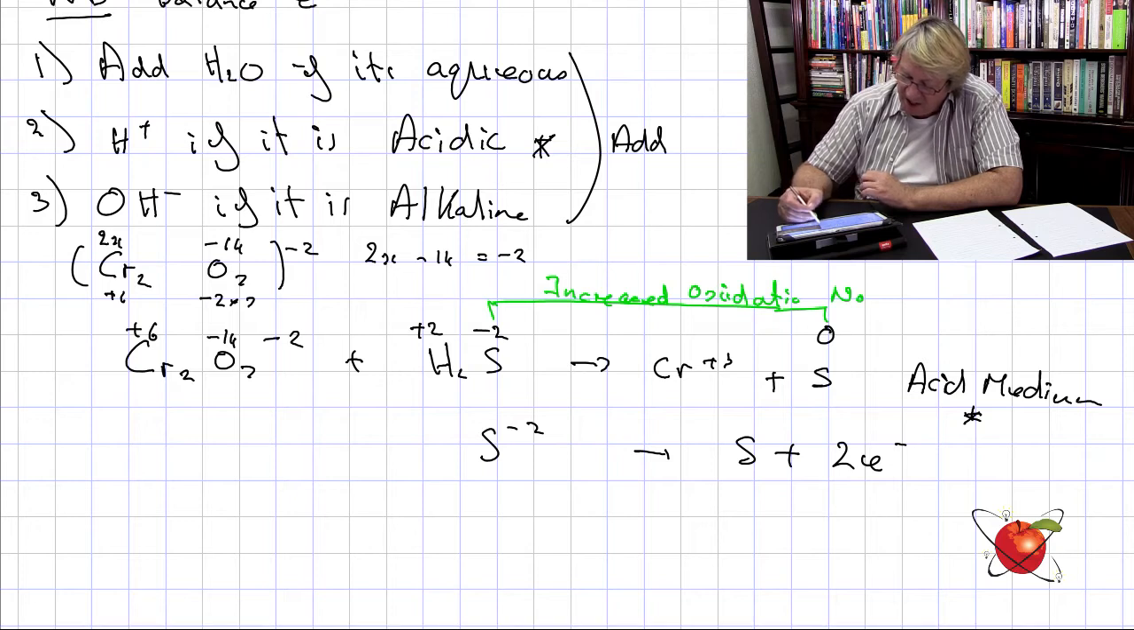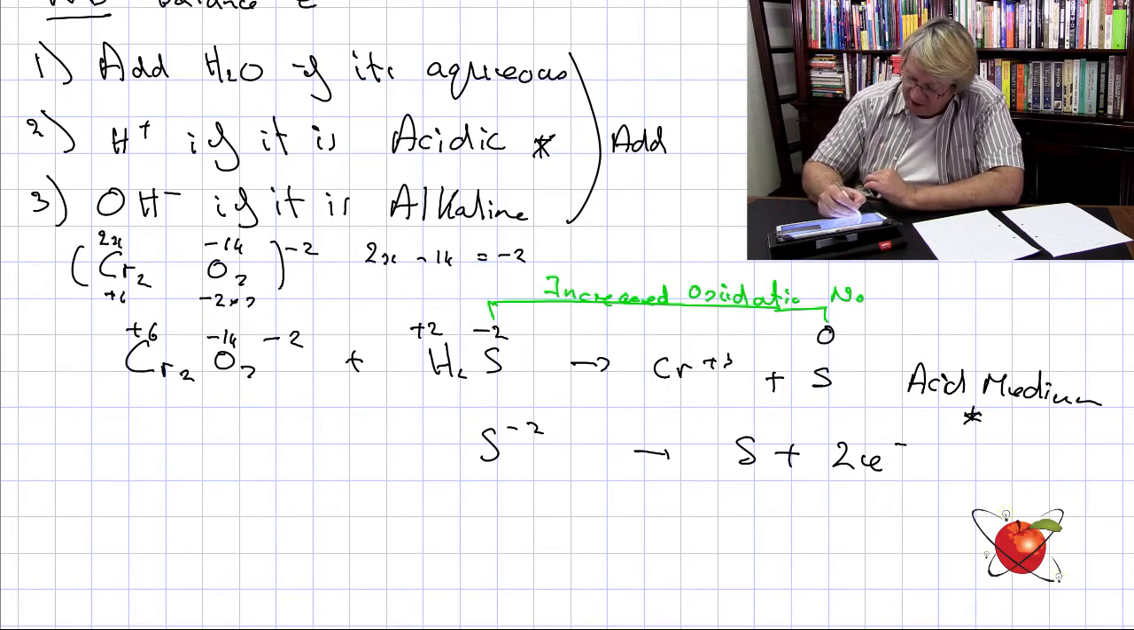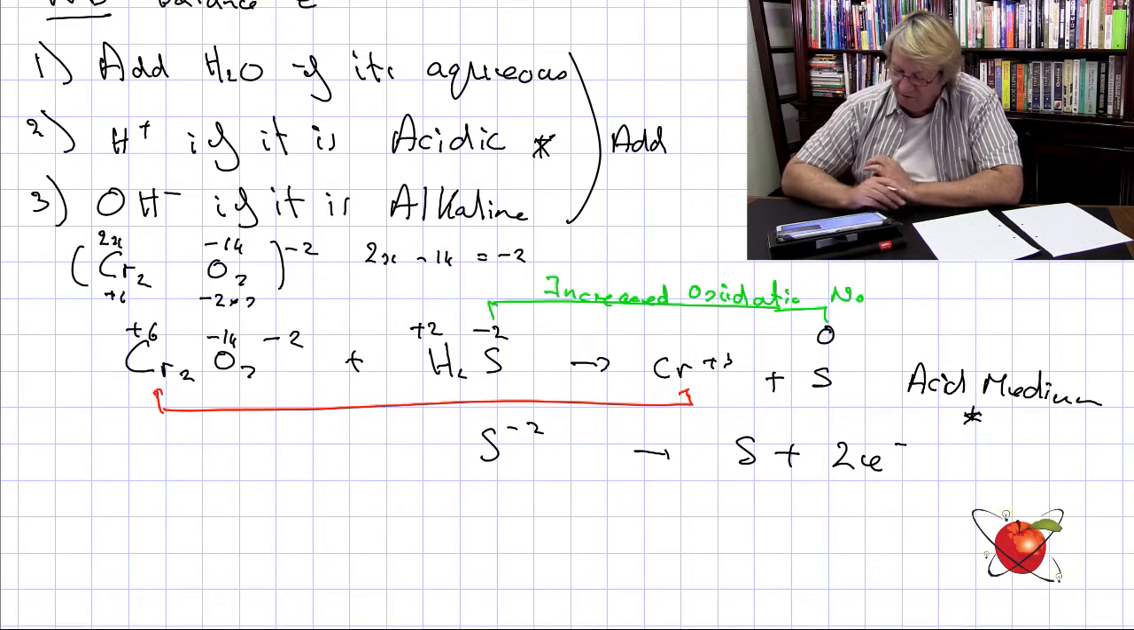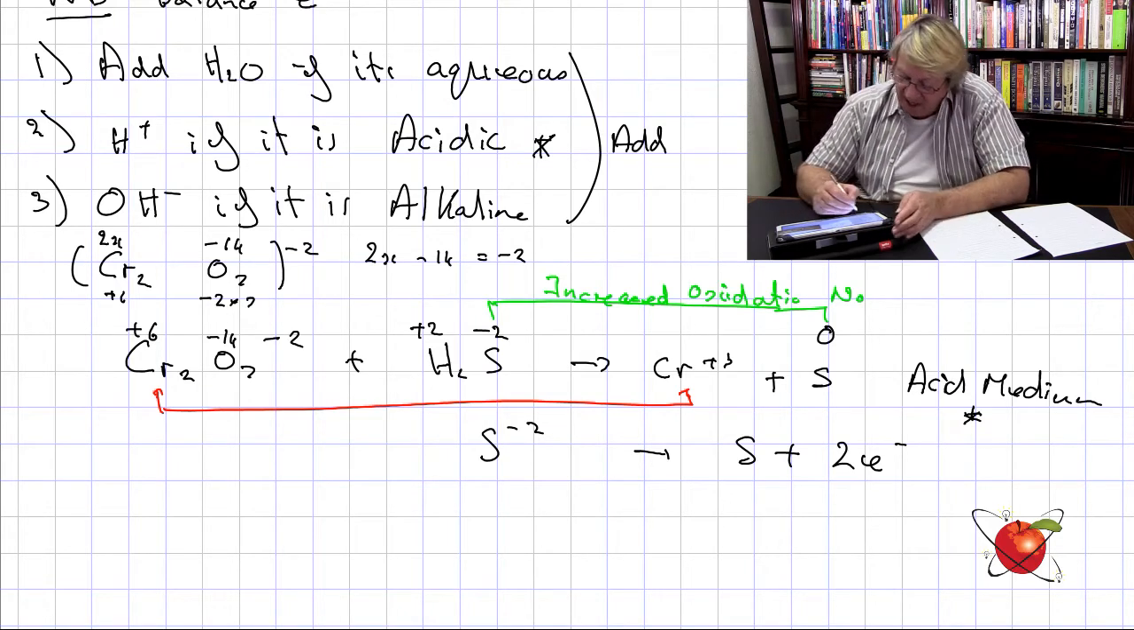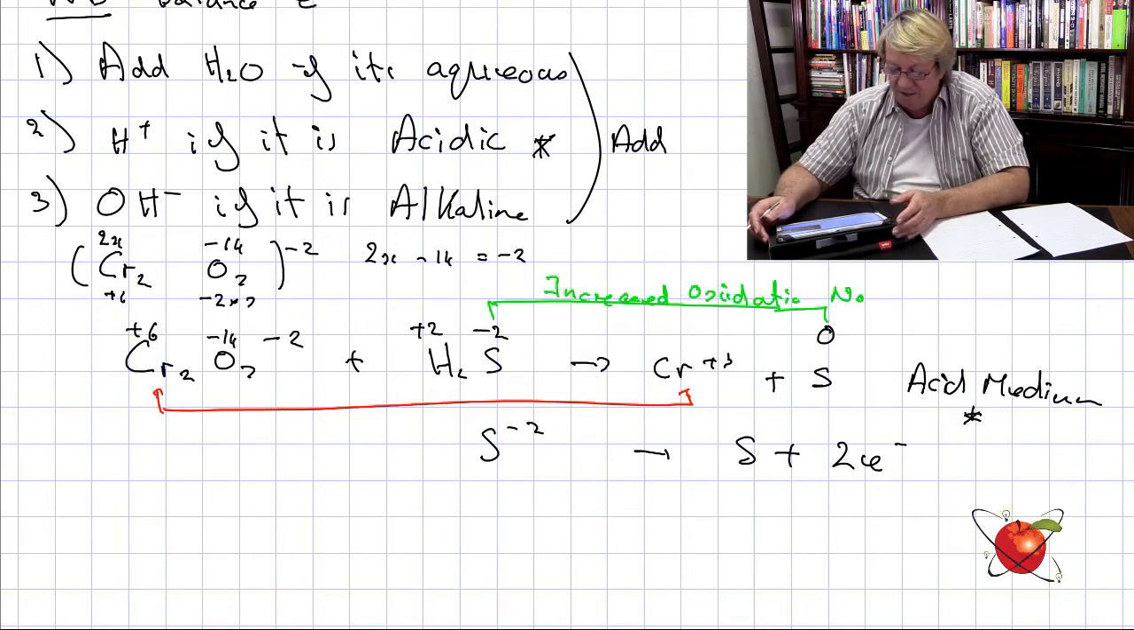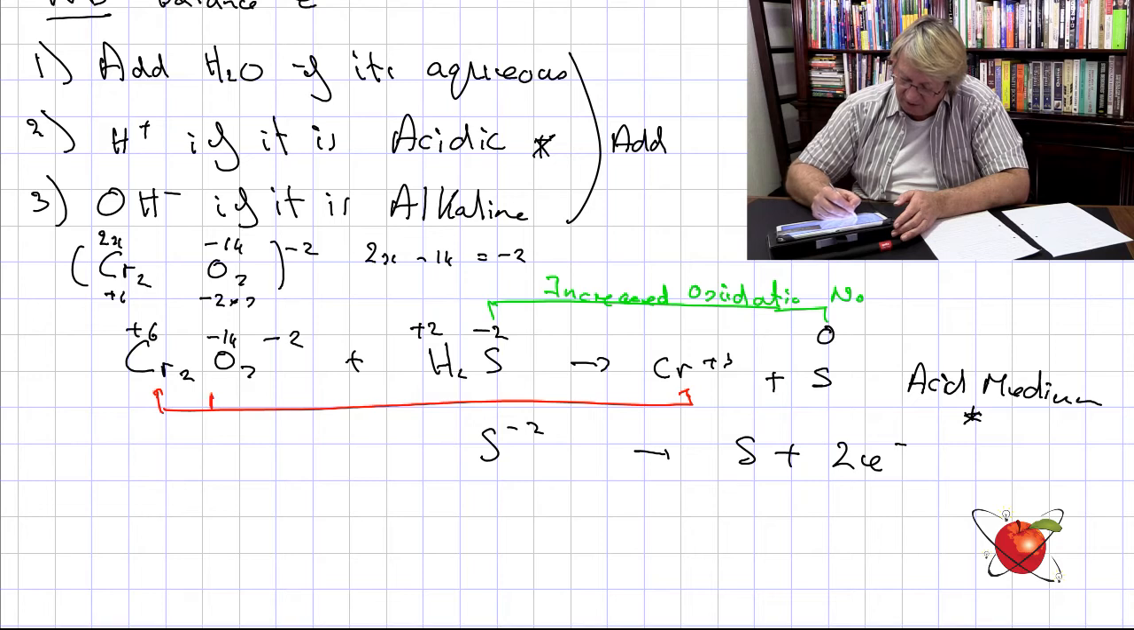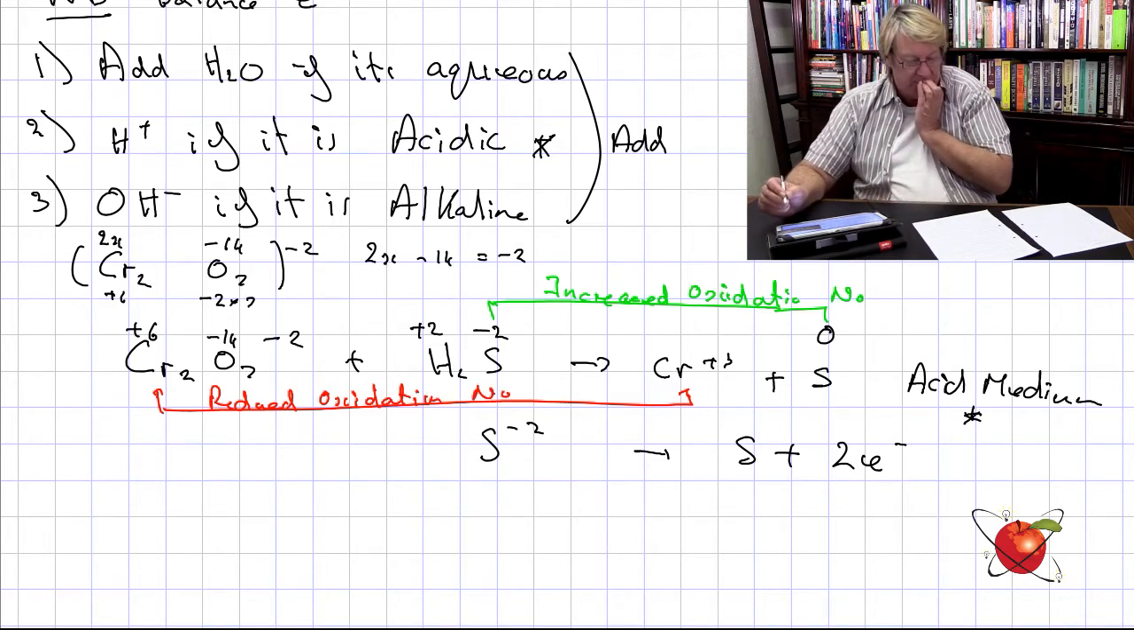Now let's go to the other side. Chromium is plus 3. Okay, they've told us that. It's a chromium 3 plus ion. Right? So this is, whoa, what has happened? The oxidation number has been reduced, hasn't it? So we've got chromium going down there, decreased oxidation number. But now we say, okay, well, hold on.